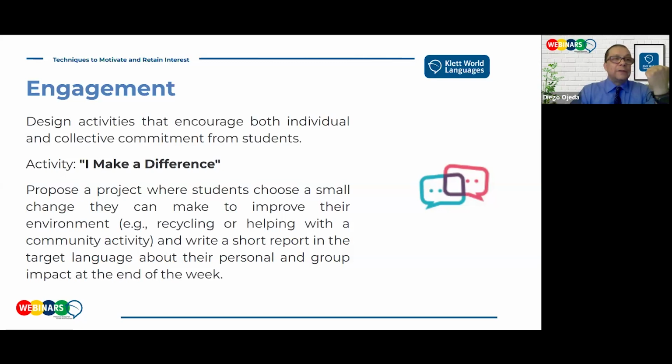Remember, we talk about artificial versus real. How can we use the classroom, my world language classroom, to make a difference in my community? I want to tell you a story.